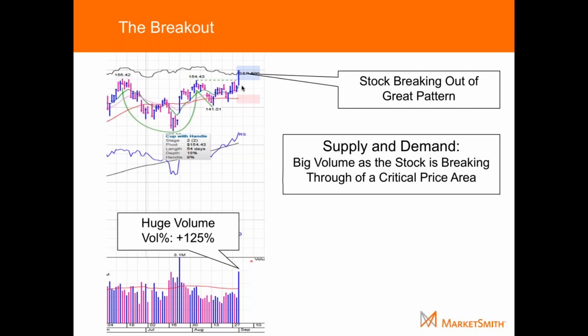Supply and demand. We're looking for supply and demand all over the chart, but especially where it breaks out. That is the critical area. When it enters that blue zone, if you use the pattern recognition on MarketSmith, that blue zone is that pivot zone. That is the critical point where we want to see volume, although we are looking at the overall chart for volume clues.